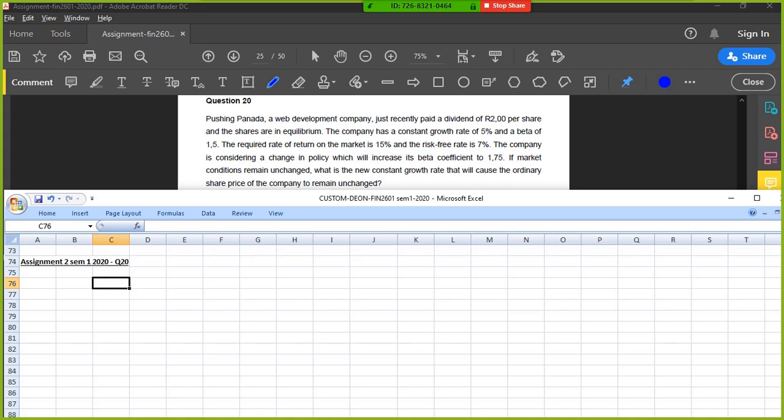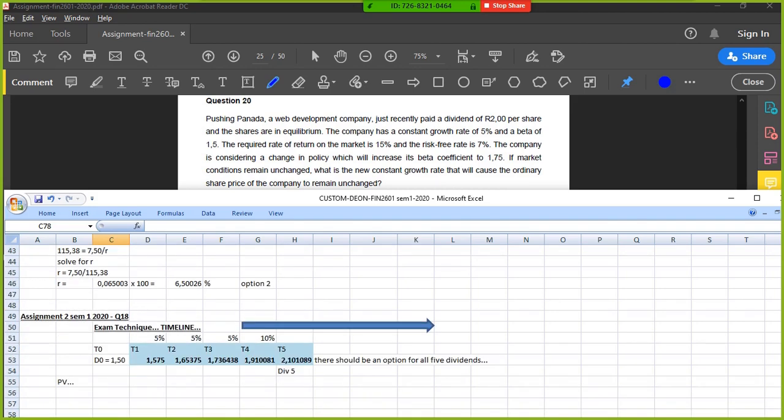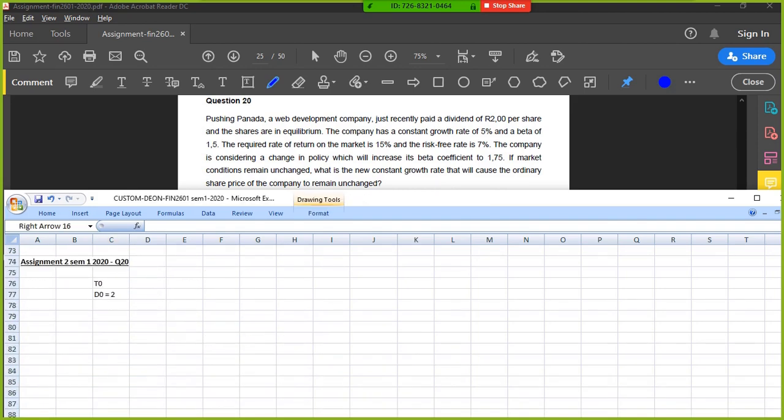So for me, recently paid a dividend. That means that on the timeline, 2 rand will be on D0. That's it. This is the D0 technique. I would literally draw this on the actual question paper, or on separate paper, but what I'm doing here would be my working. And then from there, it's got constant growth of 5%. So that's boring growth already.